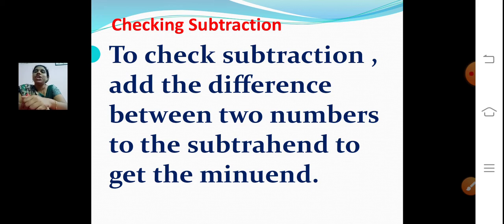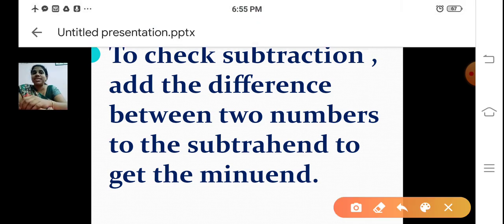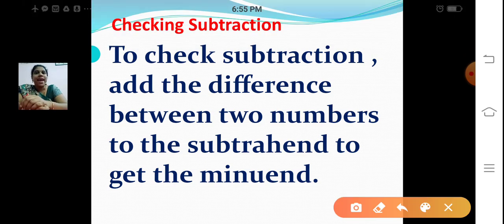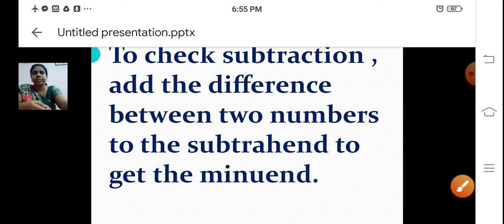How to check that? To check subtraction, add the difference. To check subtraction, add the difference between two numbers to the subtrahend to get the minuend. I'll repeat it one more time. To check subtraction, add the difference. What do you mean by difference? While subtracting, we get one answer, right? That is the difference. And we are going to add that to the subtrahend to get the minuend. We'll see now how to do checking.